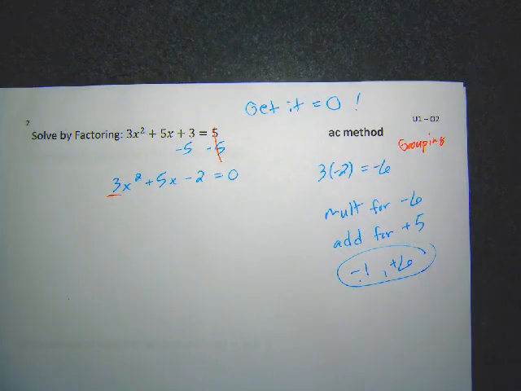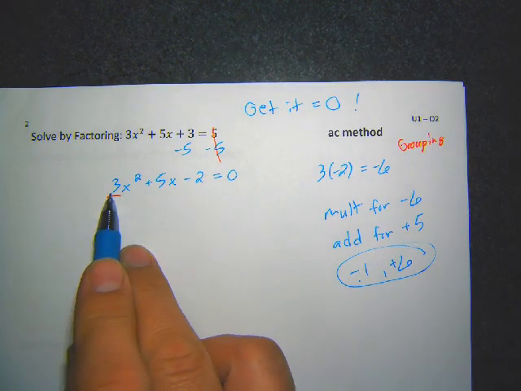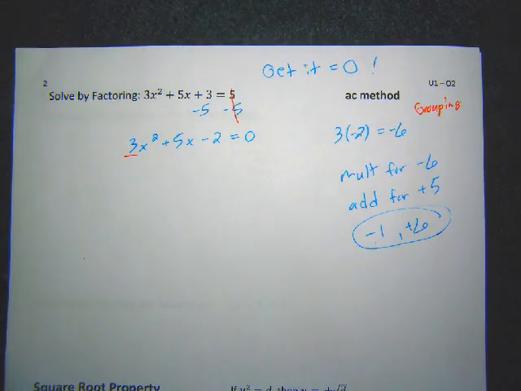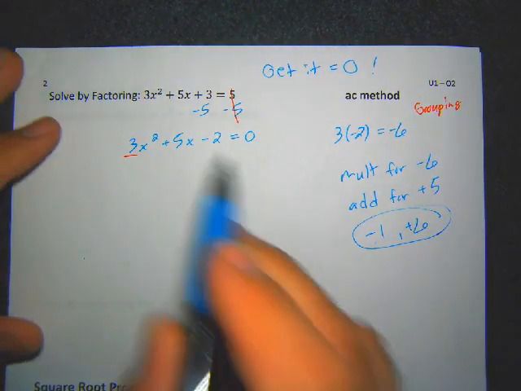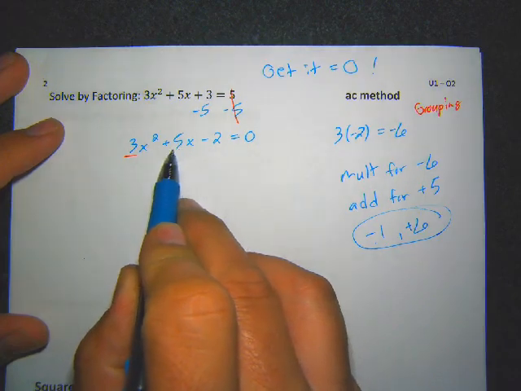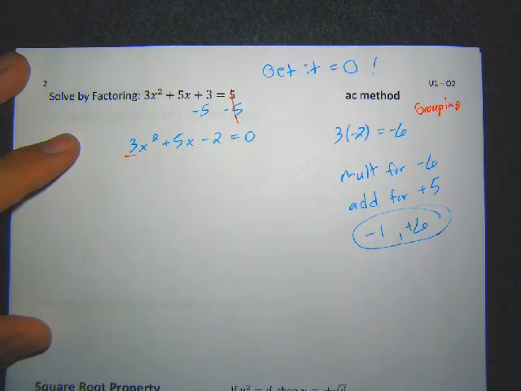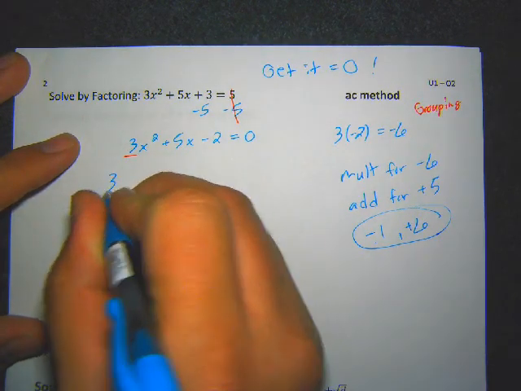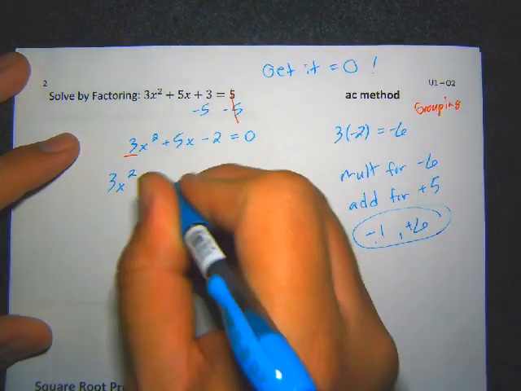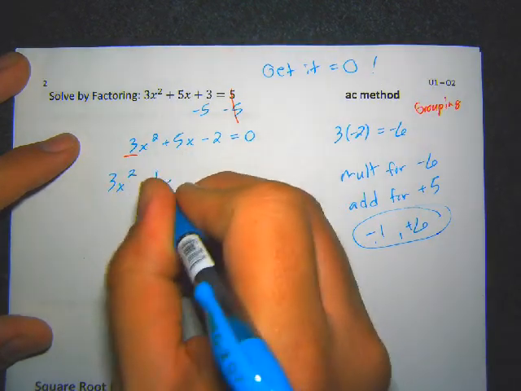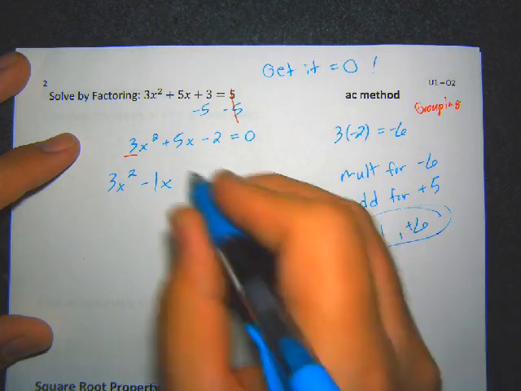Now again, this is different. I'm not just going to write this out as x plus negative 1 and x plus 6. Again, this stinking 3, just that one little 3, messed it up so much that we have to do it differently. What we actually have to do is take the 5x in the middle and break it up into both parts. So this becomes 3x squared minus 1x, because you broke it up into 2 parts, and plus 6x.